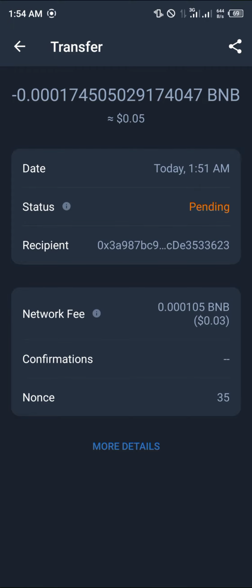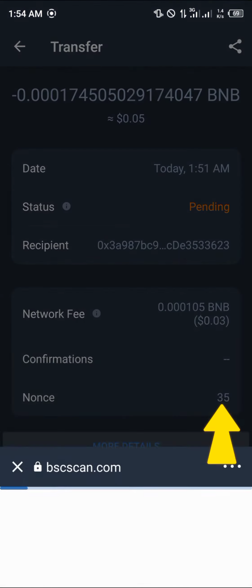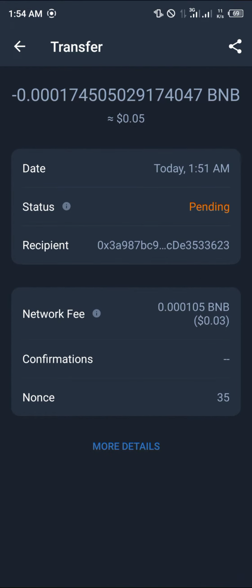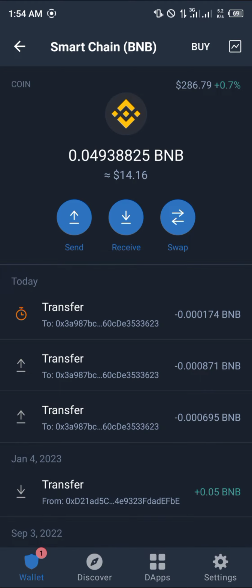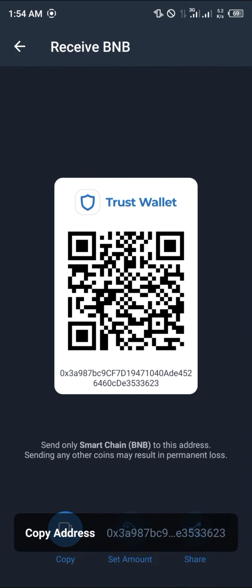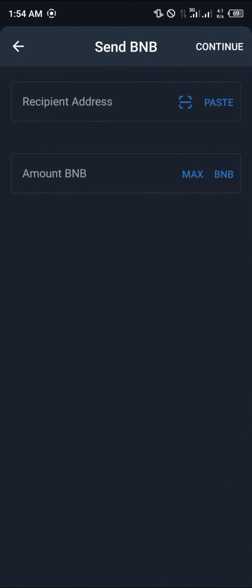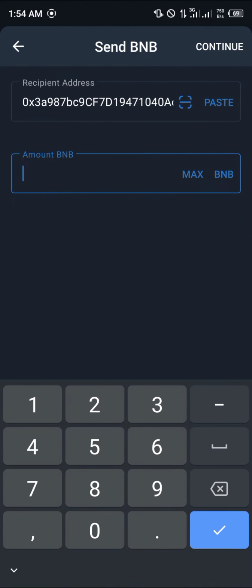currently it's pending. What we'd be doing in order to speed up our transaction, or rather cancel our transaction, because due to the nonce, I don't think this transaction is ever going to occur. It's at 35. So what we're going to do is head back to send. We'll first copy our wallet address, head back to send, paste in the wallet address, switch the currency to USD. When I say switch the currency to USD, that means the input method is going to be in dollars instead of BNB.